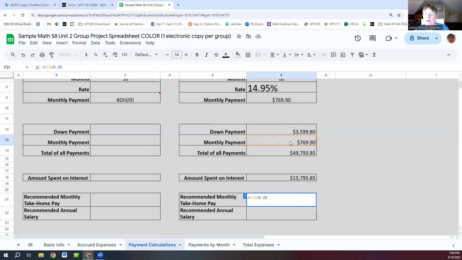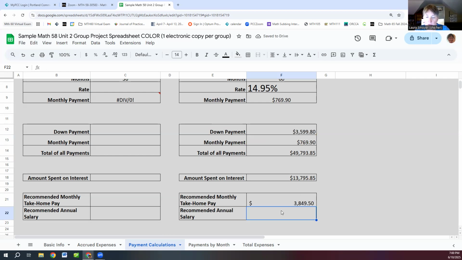What I'm saying there is I'm wondering what number can I multiply by 0.20 to get $769? To figure out what number I need to multiply by, I do the inverse, I divide. And you'll see a number that is 5 times bigger than 769, which is another way you could do it. Because 20% is a fifth of 100, I could put an equal sign, grab the monthly payment, and multiply it by 5, and I'll get that same value.